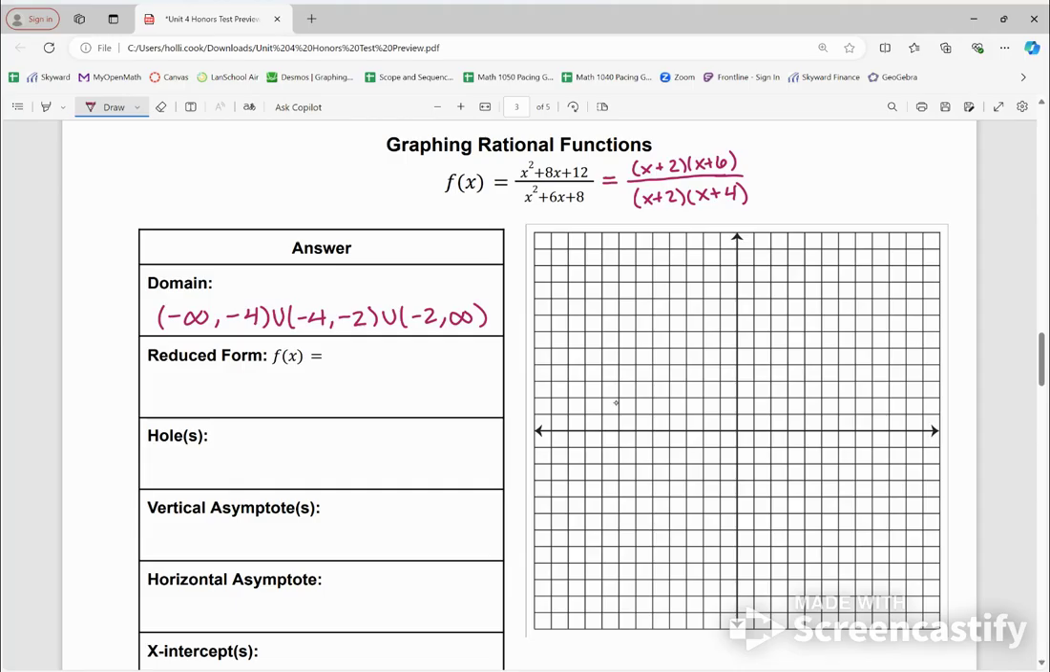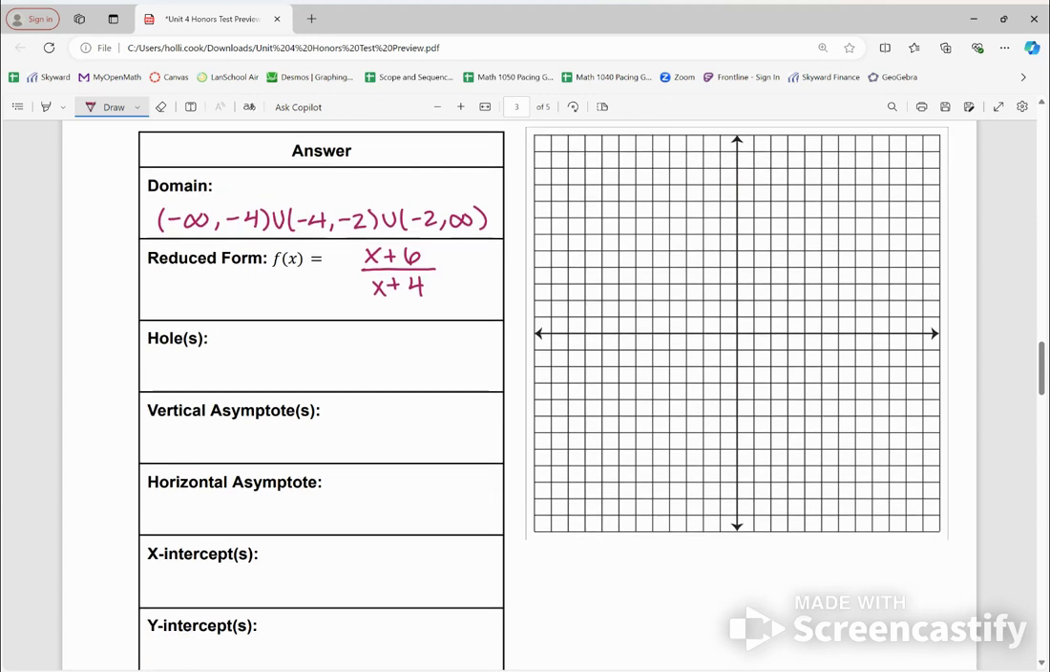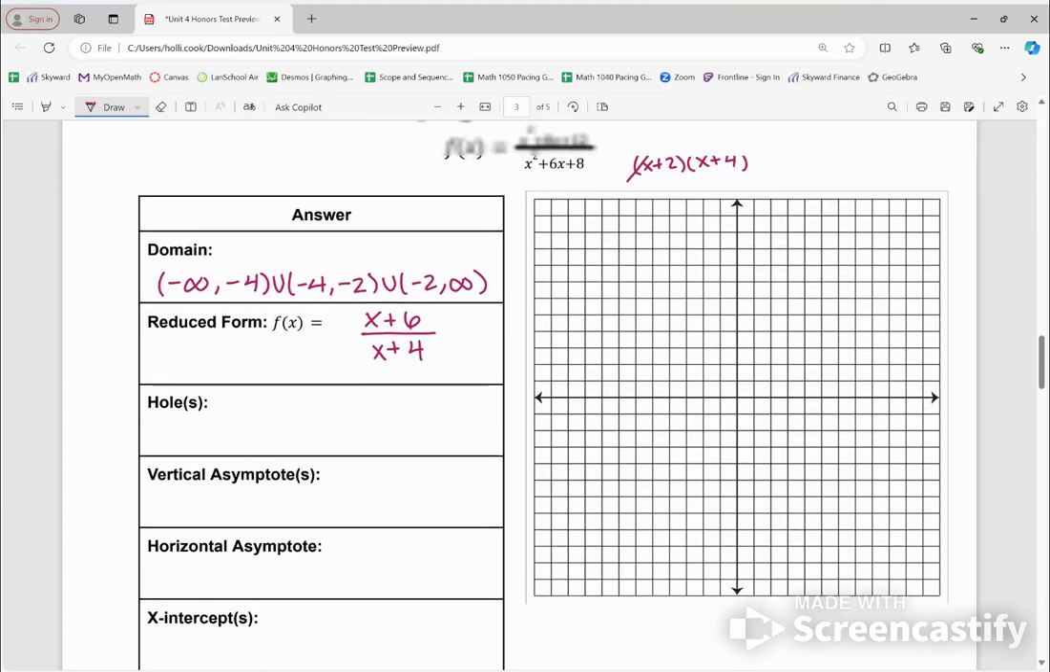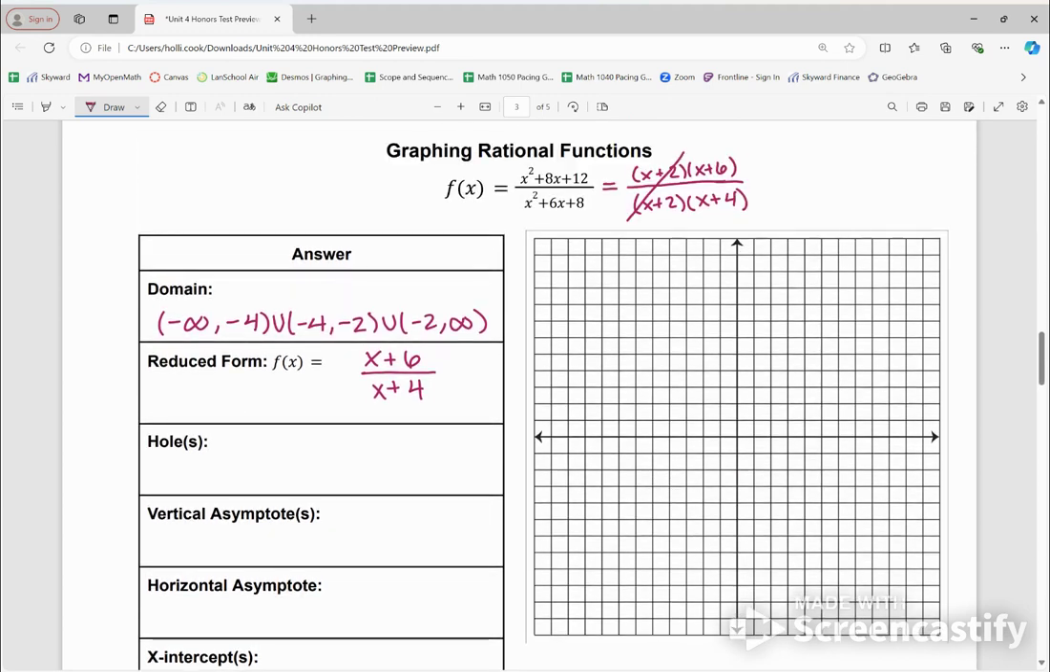else. So now we can cross off that x plus 2, and all that's left is x plus 6 over x plus 4. Okay, so to find our holes, we look at the one that we crossed out, which was our x plus 2. So again, set that equal to 0, you get -2. So our x value is -2 for our hole.